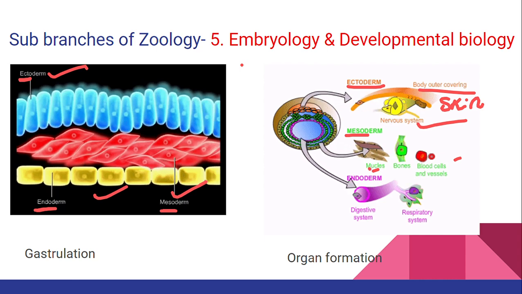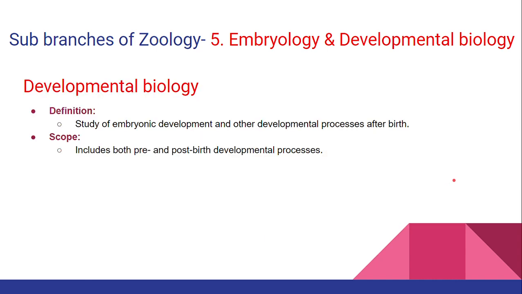What about the mesoderm? Mesoderm is going to form, these are a few examples, class, many more are there, right? Mesoderm is going to form muscle, bone and blood vessel. What about the endoderm? Endoderm is going to form the lining of your gut, that is nothing but the gastrointestinal tract, right? Respiratory lining is also formed by the endoderm.